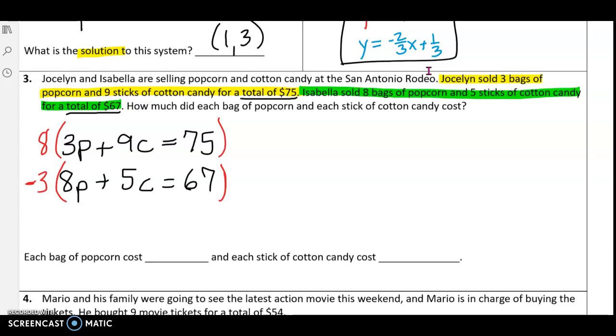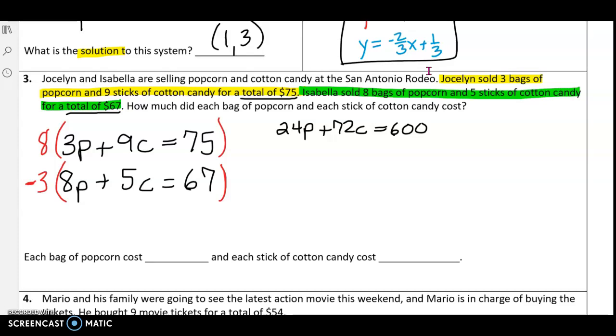I'm multiplying the top one. 8 times 3p is 24p. 8 times 9c is 72c. And 8 times 75 is, I believe, 600. Yes. And then we're going to do the bottom one.